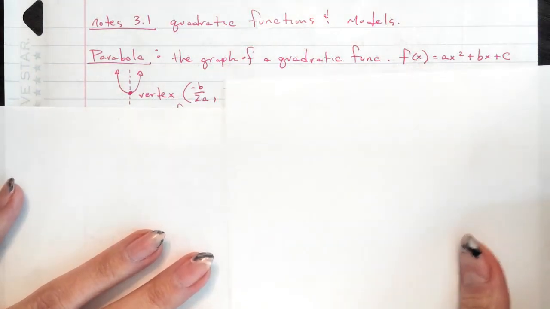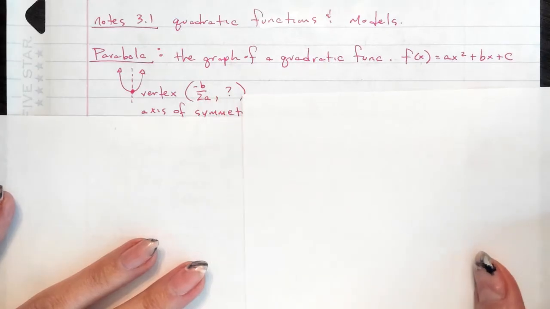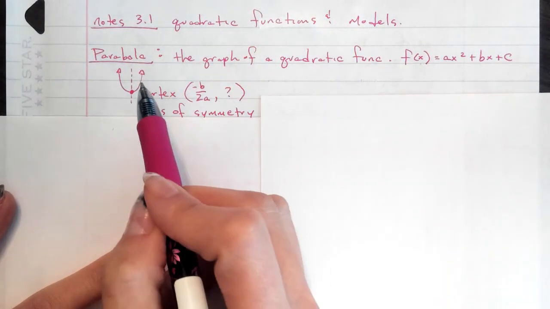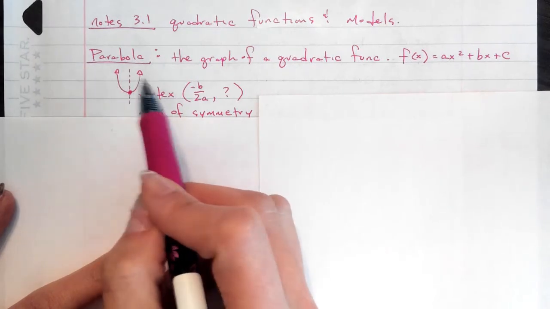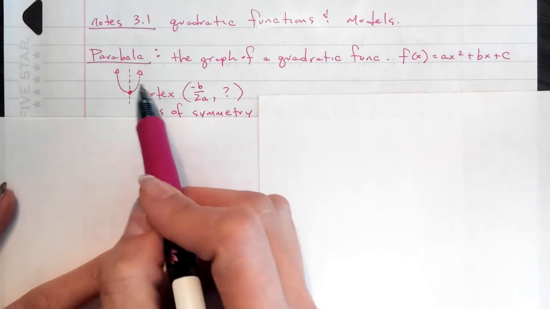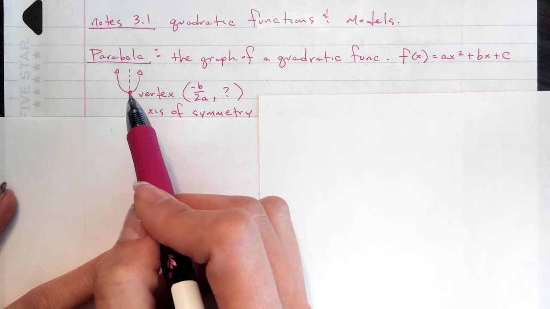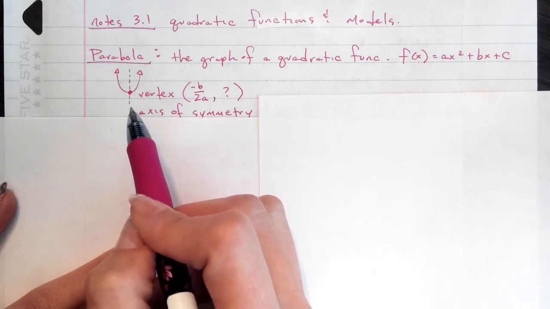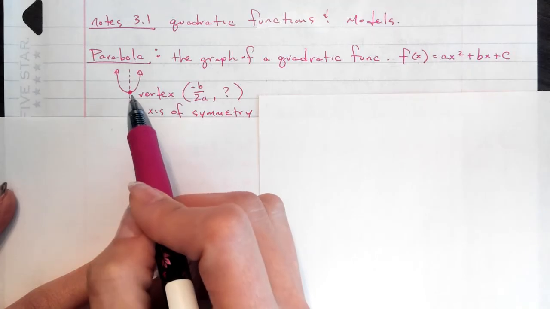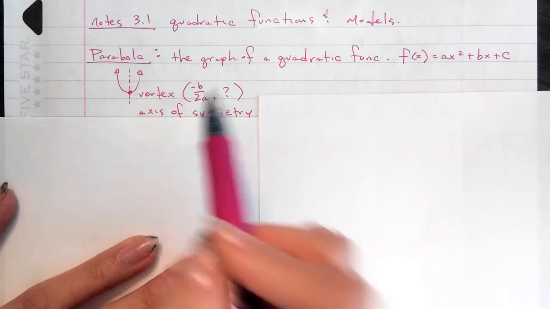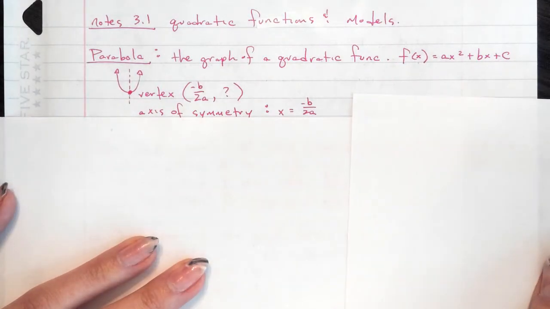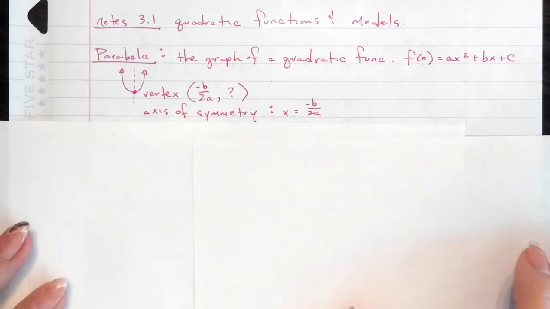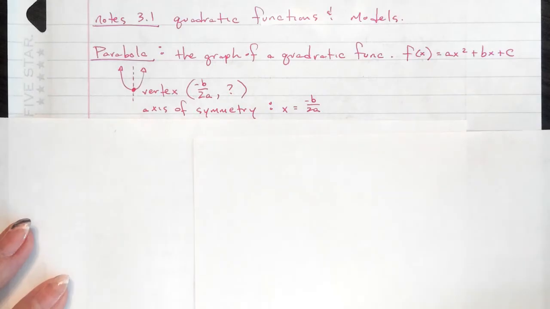All right, and then there's always this axis of symmetry. So I drew it over here. Axis of symmetry because a parabola is symmetric on the left and right side. So the axis of symmetry always goes through the vertex, and because it's a vertical line, the equation would be x equals, what does it go through? That value. So x equals negative b over 2a. Okay, so we're going to start with this stuff and then later we'll put it more together, okay?